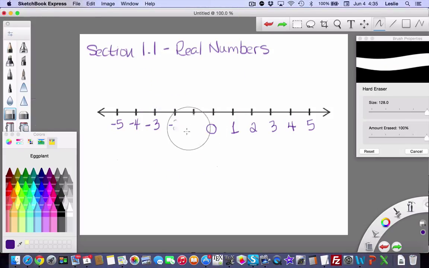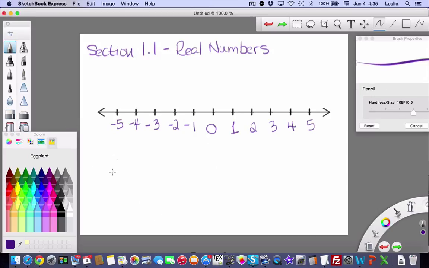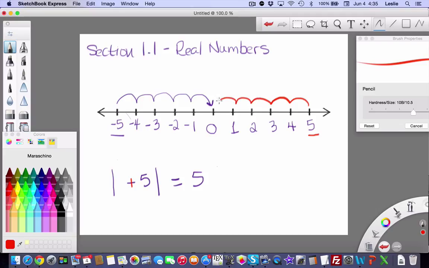Let's take a look at another one of those. What's the absolute value of -5? Well, -5 is 1, 2, 3, 4, 5 units away from 0. So its absolute value is 5. But what's the absolute value of +5? +5 is here. Its absolute value, its distance from 0, is 1, 2, 3, 4, 5. So the absolute value of +5 is also 5.